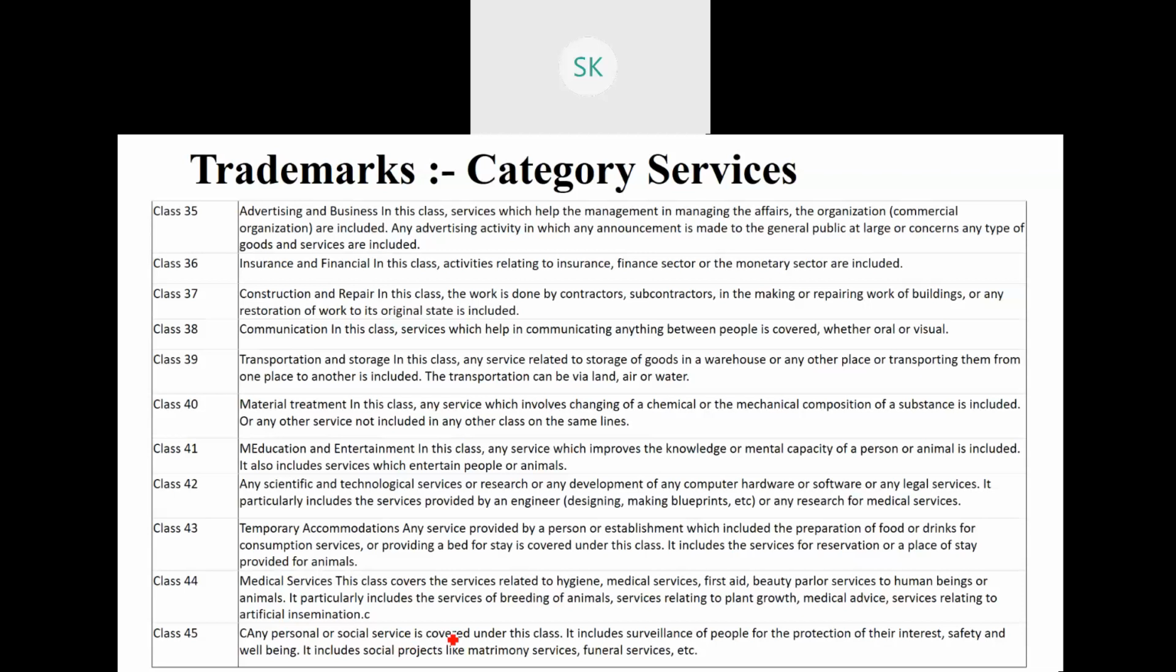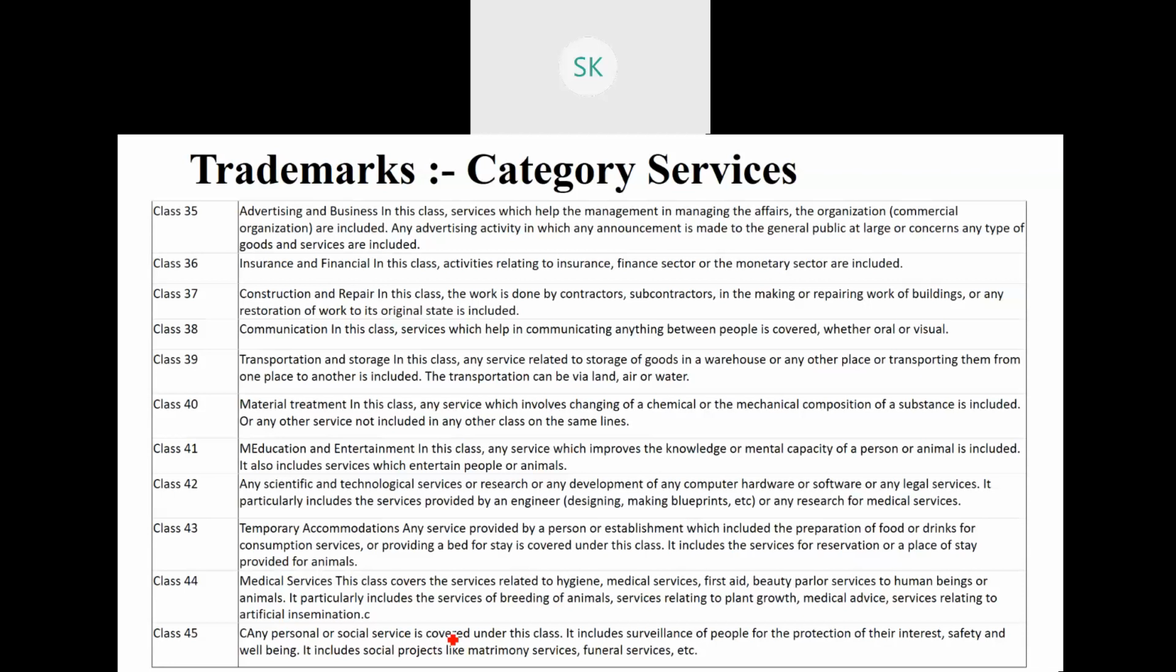Then class 36 is insurance, financial. The monetary sector is generally concentrated on class 36. Then coming to class 37, construction and repair. It may be someone's housework or some civil engineer work or any public sector work. So all these repairing and construction jobs or restoration jobs come under class 37.